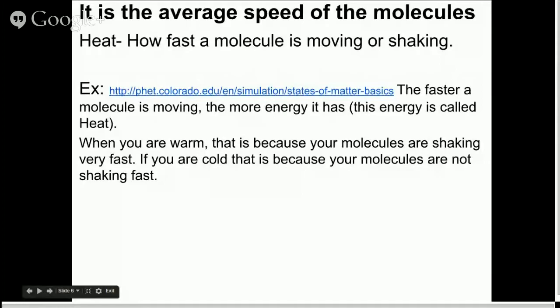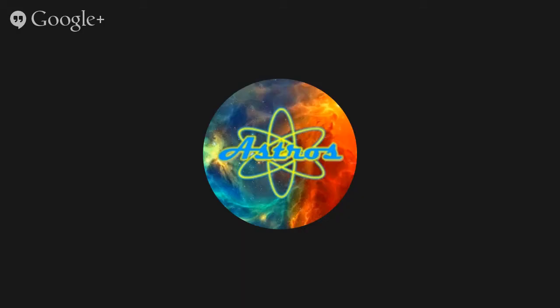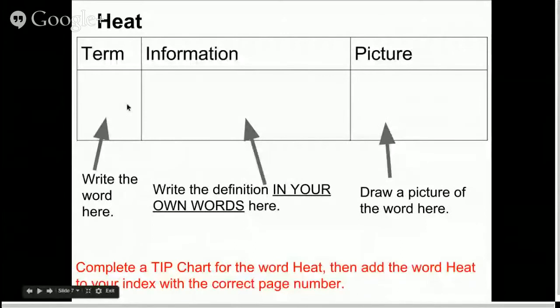Okay, fat sim right here. Okay, would you please make a tip chart for the word heat? Go ahead and pause it. All right. Make sure to add heat to your index with the correct page number. Go ahead and pause it. All right.